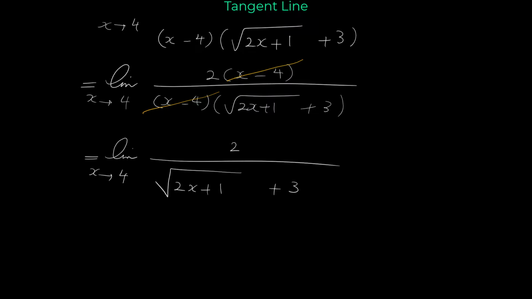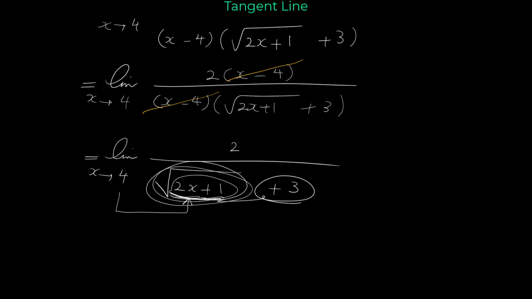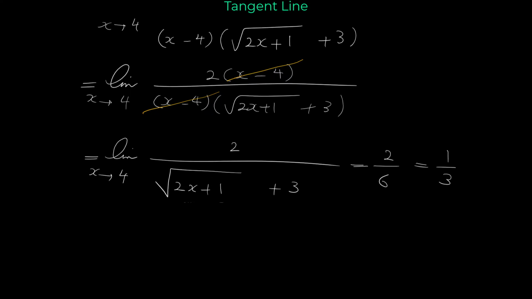Now, if you try substitution, you can find the limit. If we plug in 4 for x, this would be 8 plus 1, 9. Radical 9 is 3. 3 plus 3 is 6. So this equals 2 over 6, or 1/3. So the slope of the tangent line is 1/3.